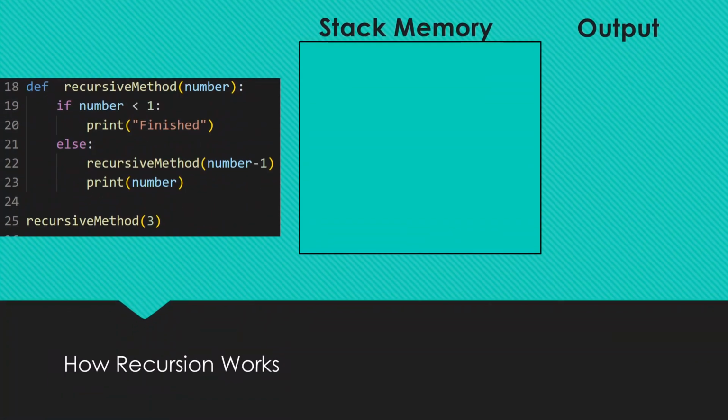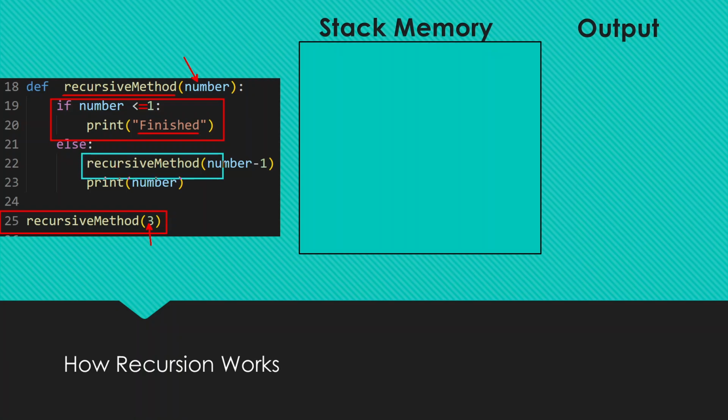So let's look at a true recursive method that almost performs the same functionality. So here we have a function called recursive method. We are passing to it a number, and as you can see here on line number 25, we're actually calling it and passing it a value 3. So we have a base case which is going to check if the number is less than or equal to 1. Is supposed to be equal to 1. So if it's less than or equal to 1, it's supposed to print finished.